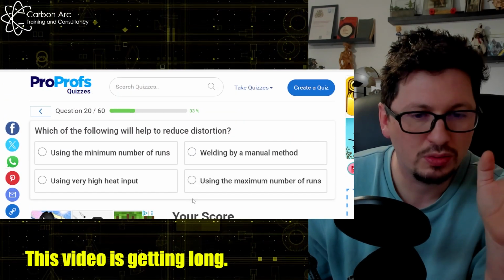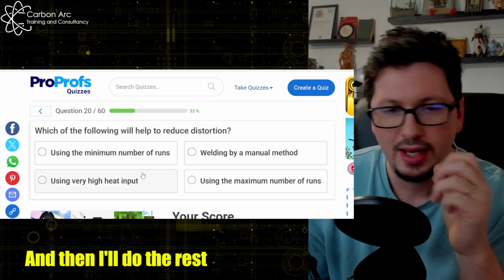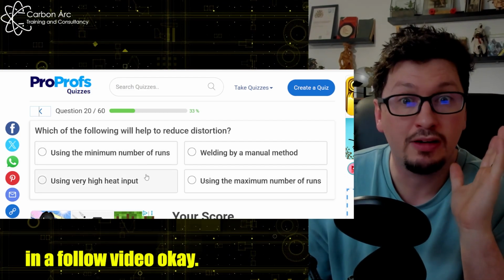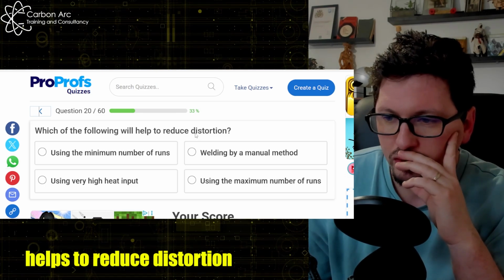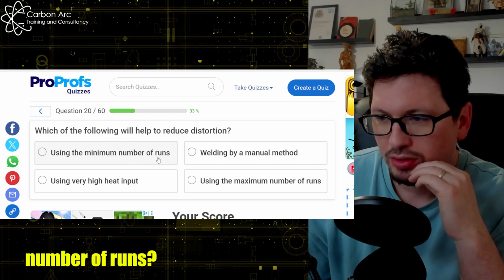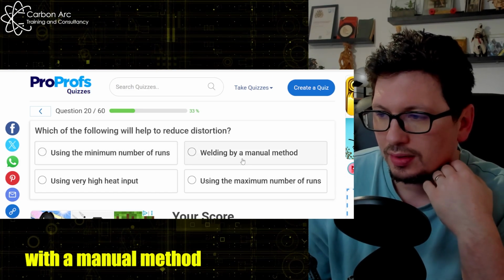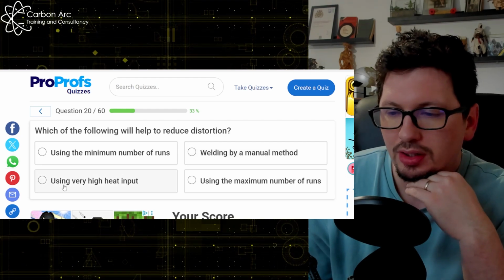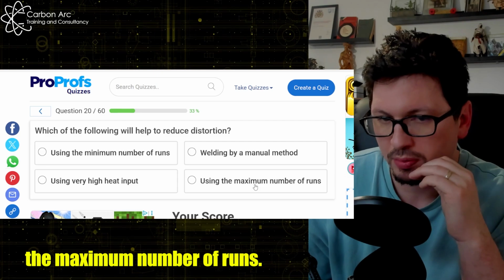Okay, this video is getting long. It's 40 minutes now, so this is going to be a last question. And then I'll do the rest in a follow-up video. Okay, which of the following helps to reduce distortion? Using a minimum number of runs, welding with a manual method, using a very high heat input, or using a maximum number of runs.